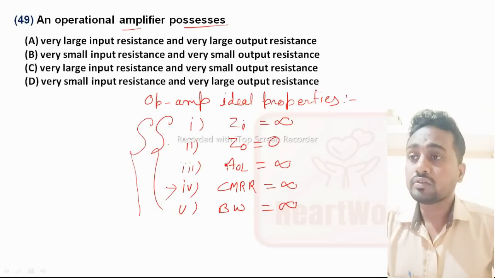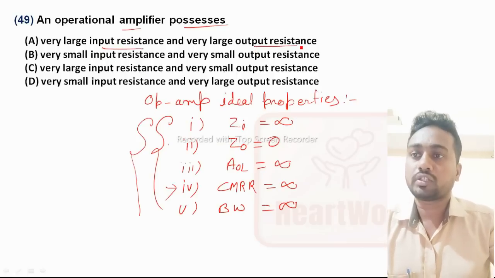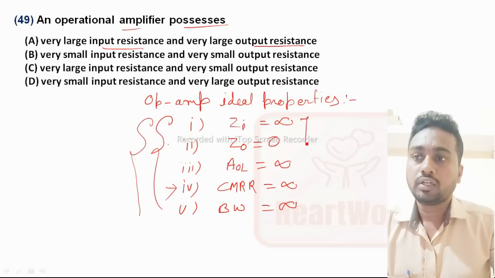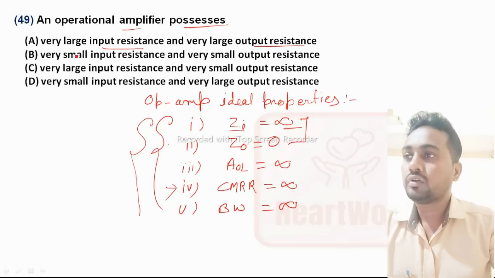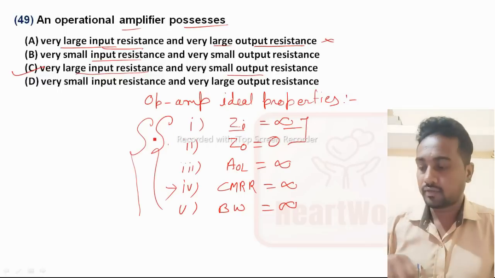Here, in the options, they are talking only about input resistance and output resistance, Zi and Z0. Zi, the input resistance, is always high, and output resistance is very small. Very large input and very large output resistance is wrong. Small input resistance is wrong. Large input resistance and very small output resistance, that is option C, the right answer.